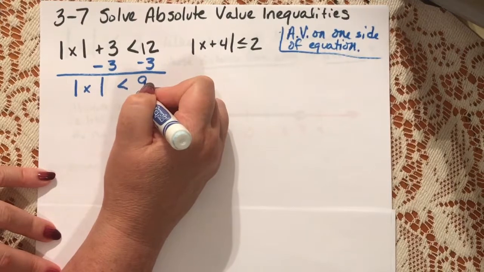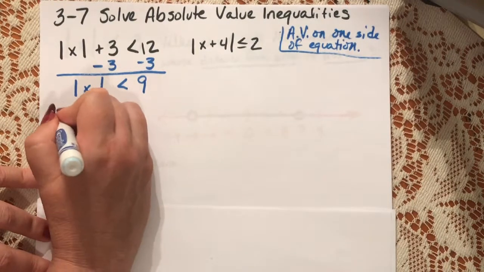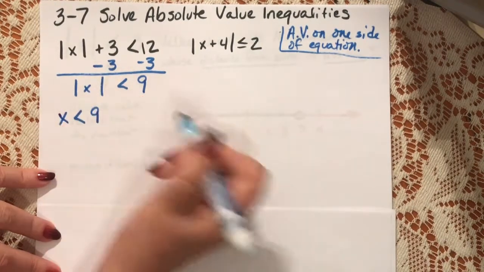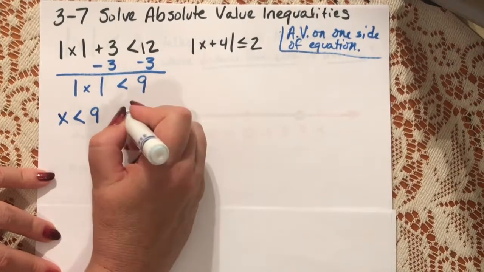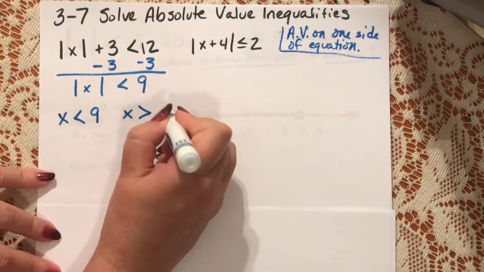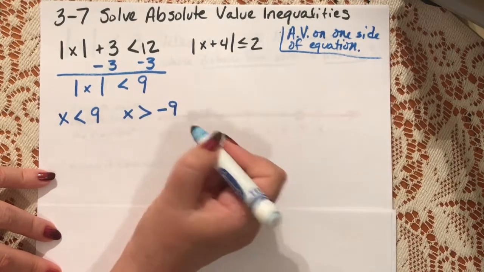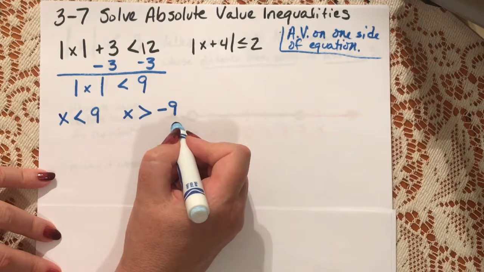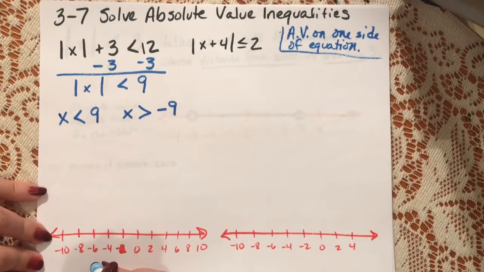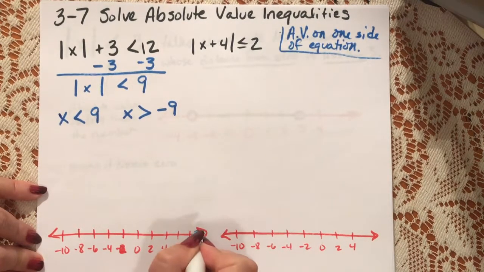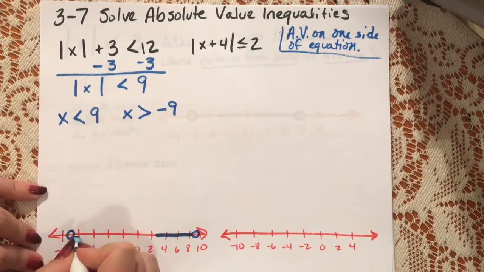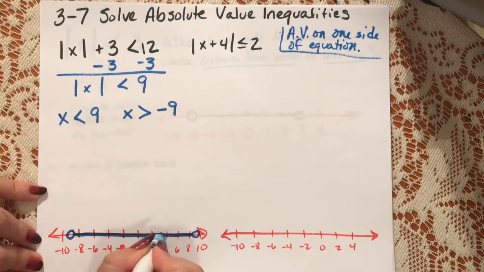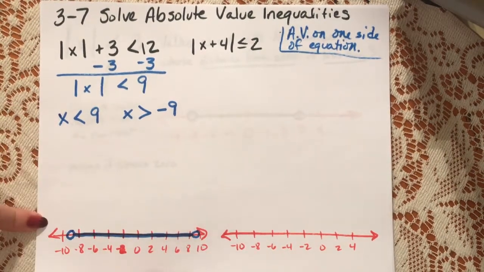Now I have two problems. I have x is smaller than 9, and because it's negative, the sign flips. X is larger than negative 9. And I have to graph these two problems. So I have an open circle on positive 9, and x is smaller than it, and I have an open circle on negative 9, and x is larger than it. So the graph for this problem is this.